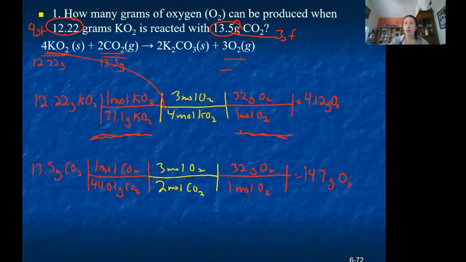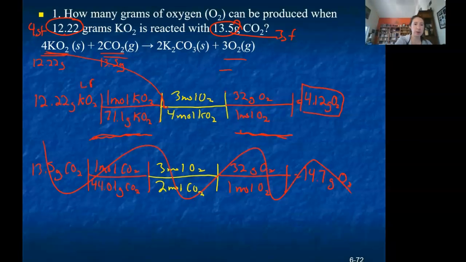Now, remember, only one of these is real. The other one's not real, it's imaginary. The smallest one is the one that is real. This one is real. This never happened, right? So this means our limiting reactant, remember, must be a reactant. For your limiting reactant, you have two choices. Your choices, either CO2 or KO2.